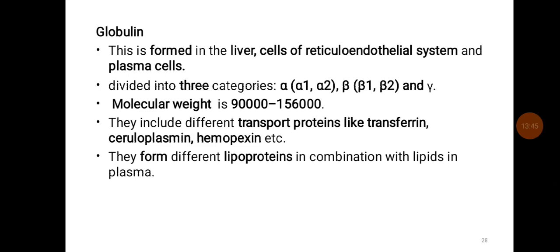Globulin. This is formed in the liver, cells of the reticuloendothelial system, and plasma cells. Divided into three categories: alpha globulin, beta globulin, and gamma globulin. Molecular weight ranges from around 90,000 to 1.5 lakh. They include different transport proteins like transferrin, ceruloplasmin, hemopexin. They form different lipoproteins in combination with lipids in plasma.